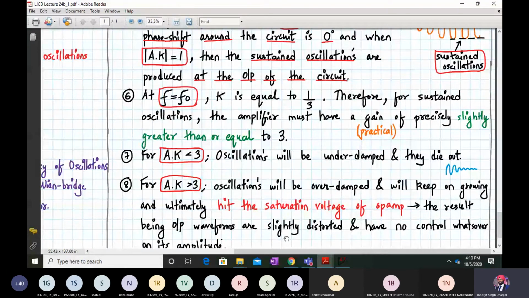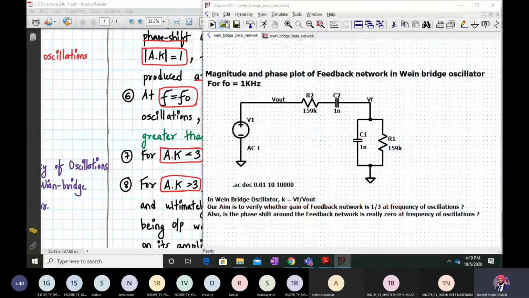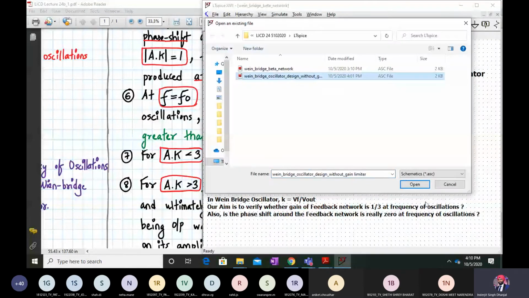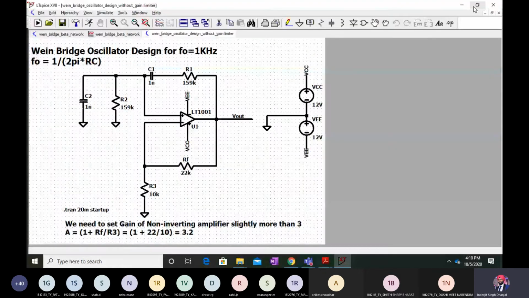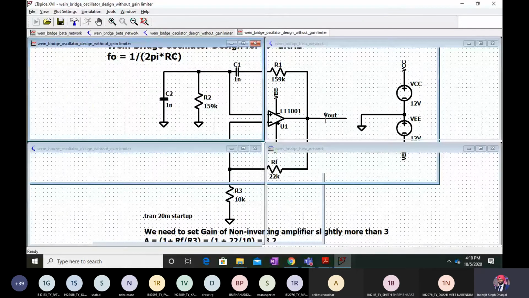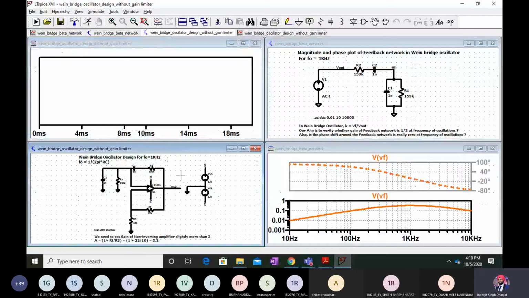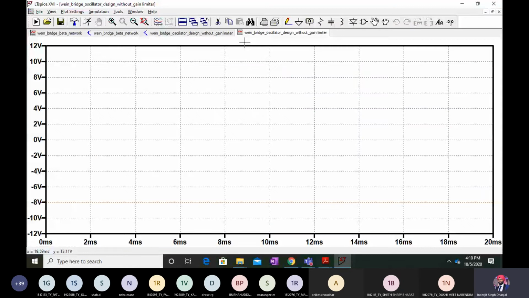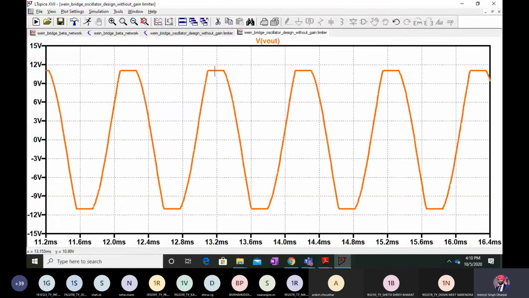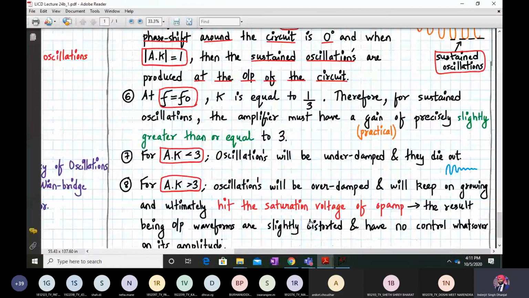You remember we implemented this circuit over here, and we simulated this and we got the output like this. You remember these were saturated. So these were saturated exactly here. You see the plus or minus Vsat. So that's the point we have written over here.